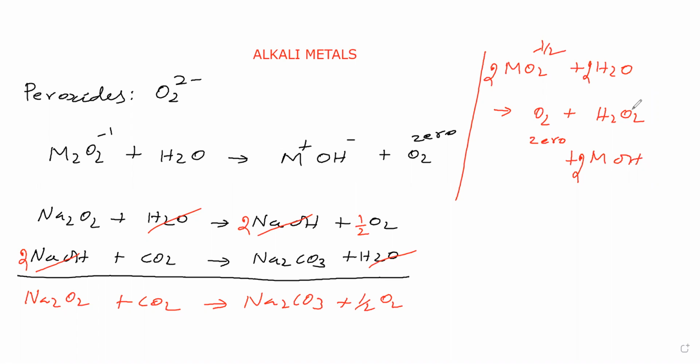So next we will see about alkali metal hydroxides. These alkali metal hydroxides are also called caustic alkalis. Alkali metal hydroxides, another name is caustic alkalis. Caustic in the sense corrosive.